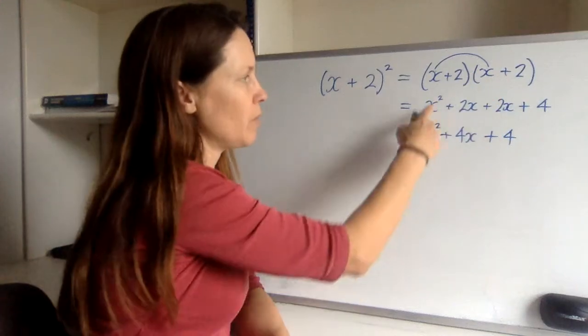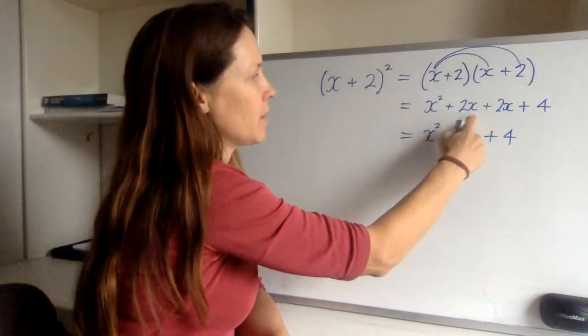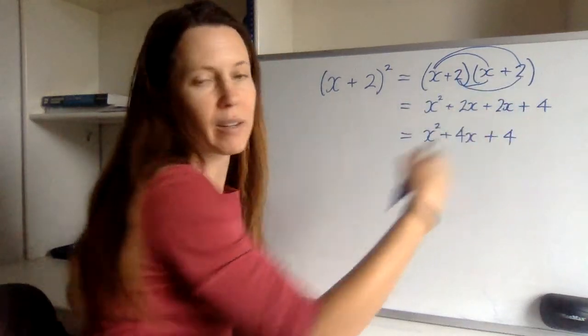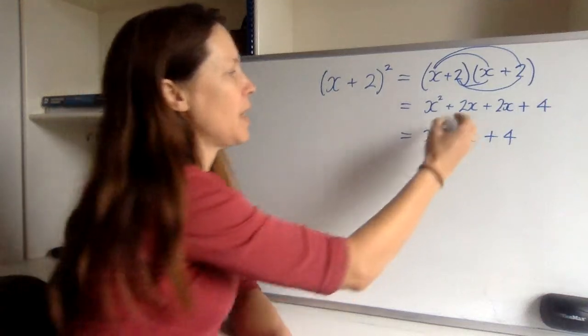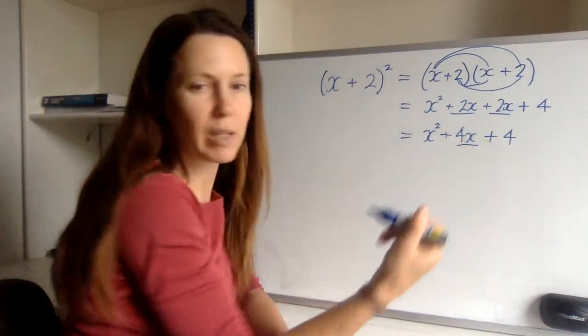Using your FOIL method, firsts times the firsts, we get x squared, and then our outsides, our insides, and our lasts, we can expand it to make 4 terms. Gathering up the outside and inside terms, we get what we call here the middle term.